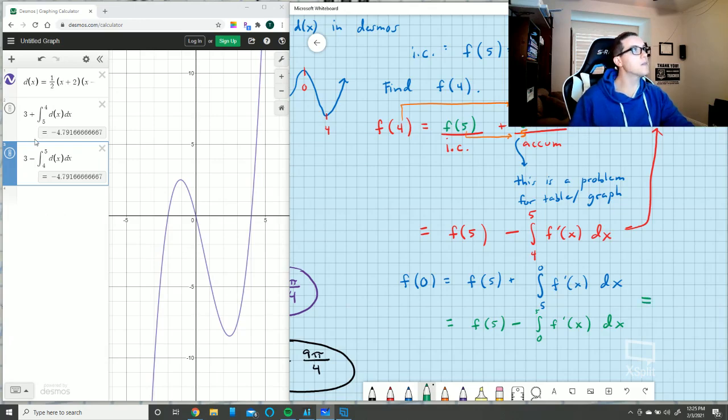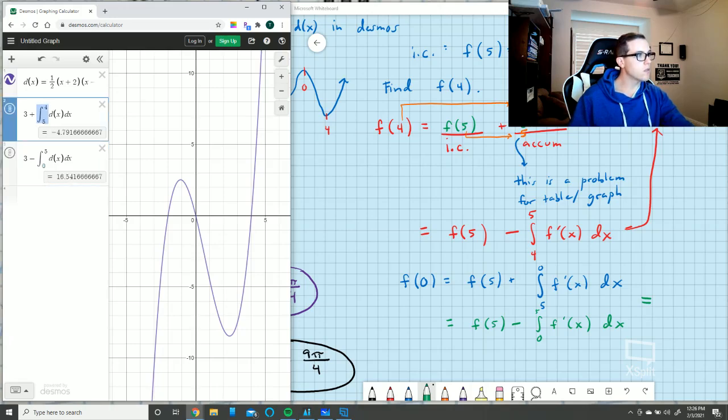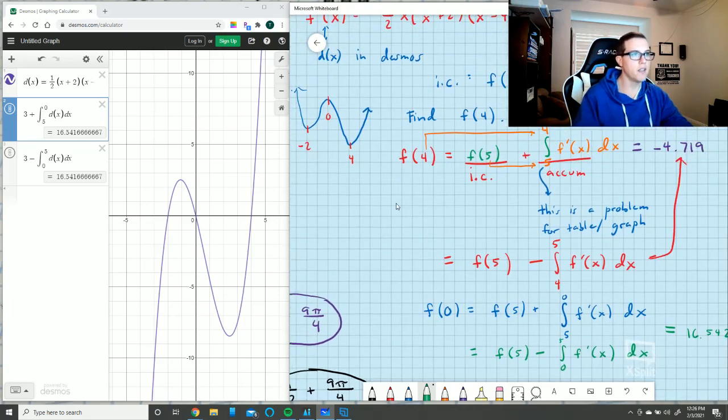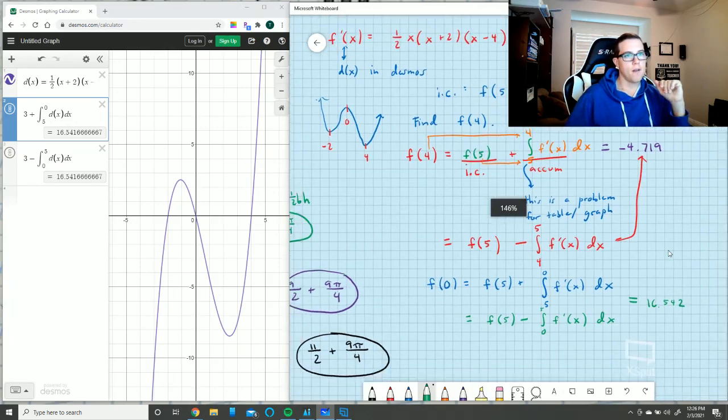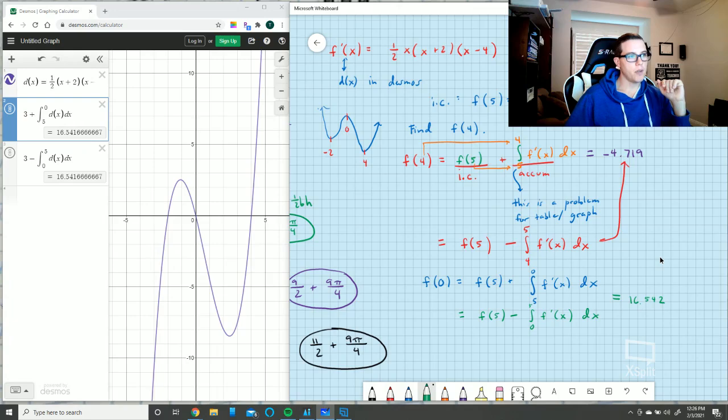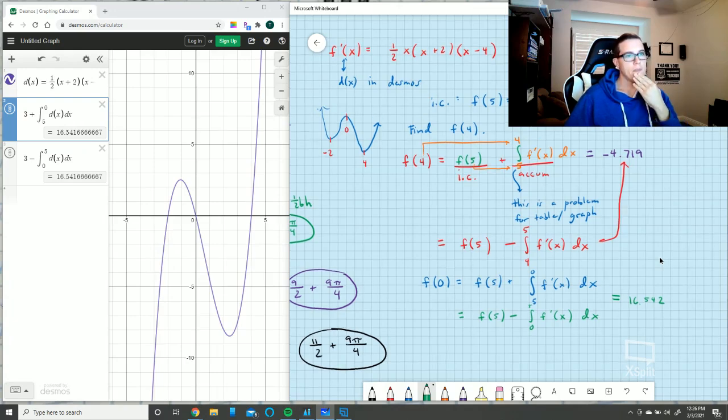If we go back to Desmos and we plug in from 5 to 0, we get 16.542. Yeah, and does that make sense in terms of where 0 should be? Yes. It's the max. 0 is the max. We went from a positive to a negative on the derivative graph. Okay. So, yes, it makes sense. And we can just keep going.